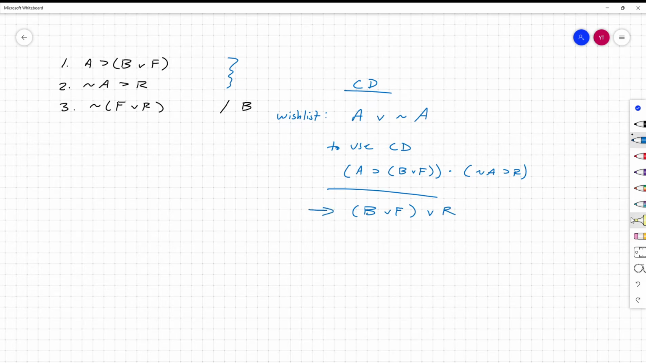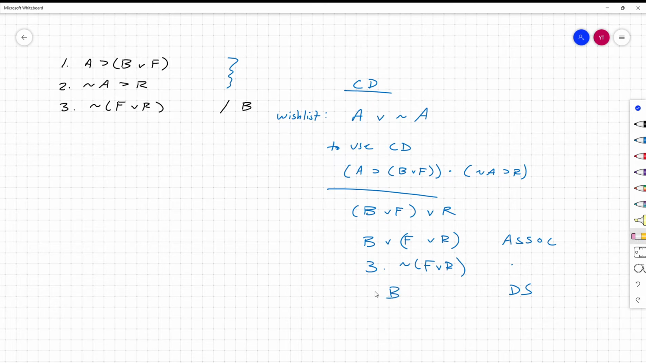Why would we want this disjunction? On the one hand, it's just something else that we can get, and it's a little bit more progress in the proof. But it's also a clear path to our conclusion. After all, because this disjunction is two disjunctions, we can use association in order to derive B or, in parentheses, F or R, and then that pairs with line 3 and DS to derive our desired conclusion.